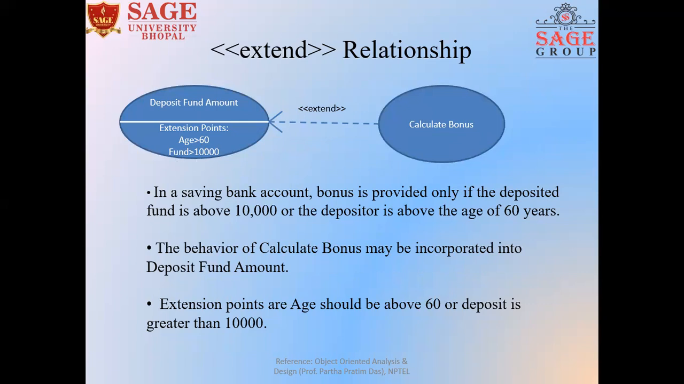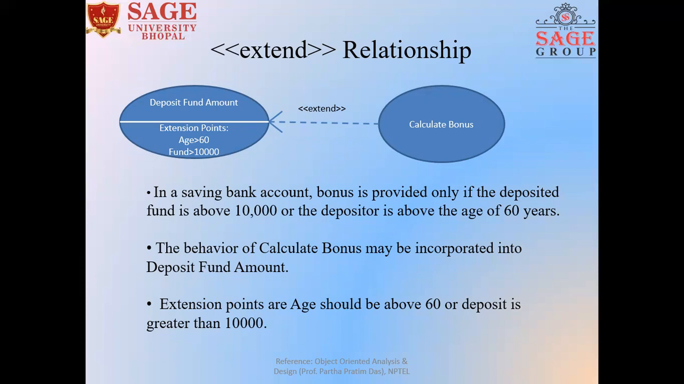In a savings bank account, a bonus is provided only if the deposited fund is above 10,000 or the depositor is above the age of 60 years. So the behavior of calculate bonus may be incorporated into deposit fund amount. Extension points are age above 60 or deposit greater than 10,000. It means that if either of these conditions happens, then only the calculate bonus use case will be activated. Otherwise, there is no need for calculate bonus.